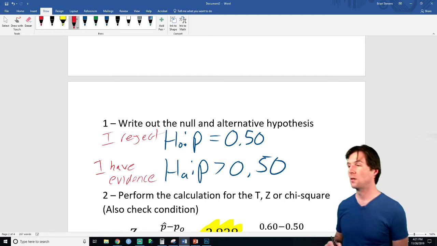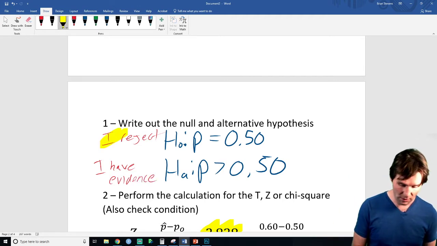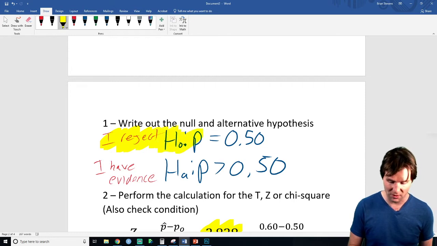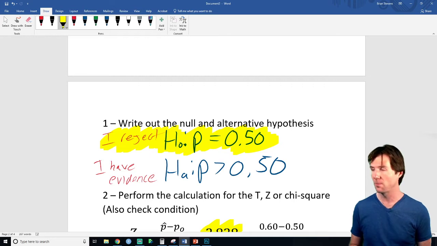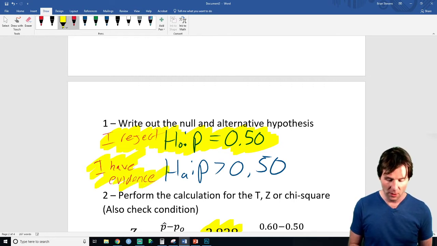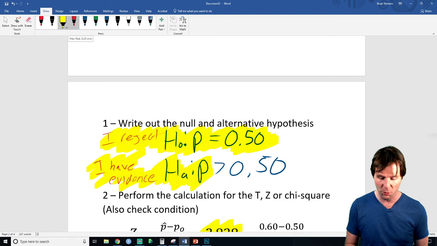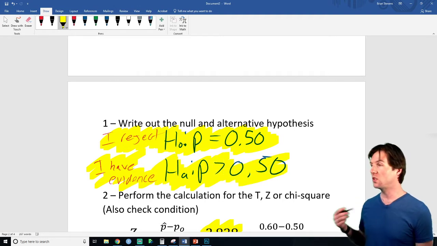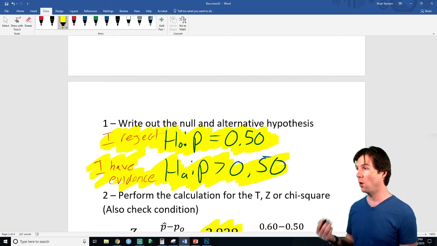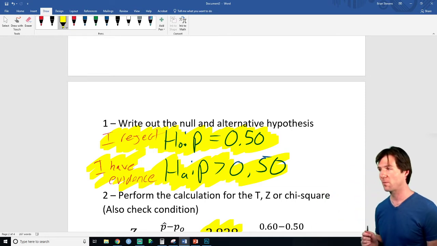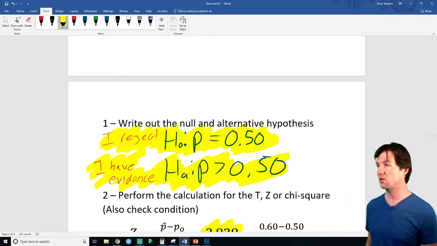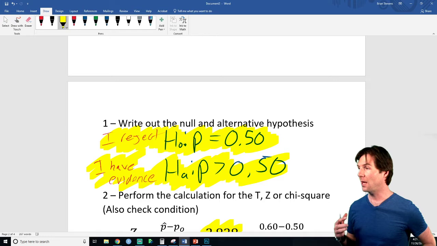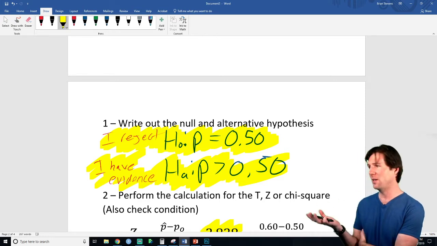So let's take a look at this. I reject the null hypothesis that the true proportion of students who think we will win a bowl game is equal to 50%. I have evidence for the alternative hypothesis that the true proportion of students who think we will win a bowl game is greater than 50%. Do you see how I'm just rereading the null and alternative, but as a sentence? I could summarize this to say, well, it looks like there's good reason to believe that more than 50% of students believe we will win a bowl game. I could summarize it like that because the null was unlikely.